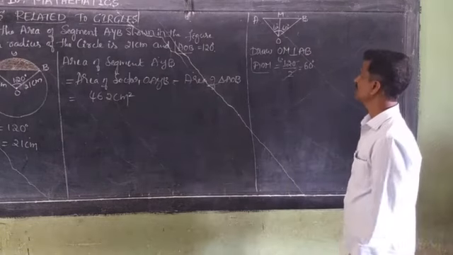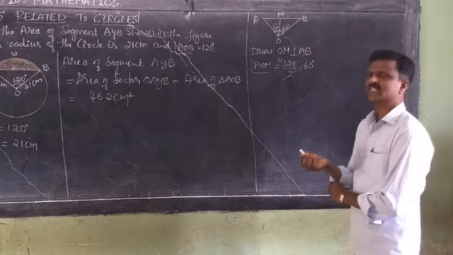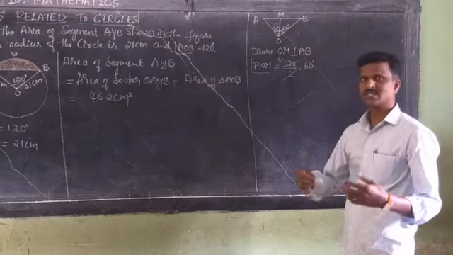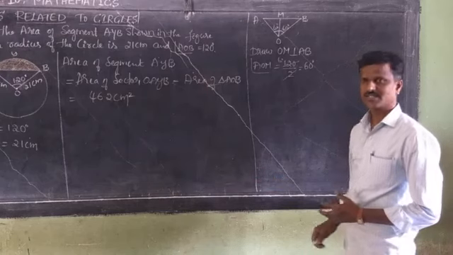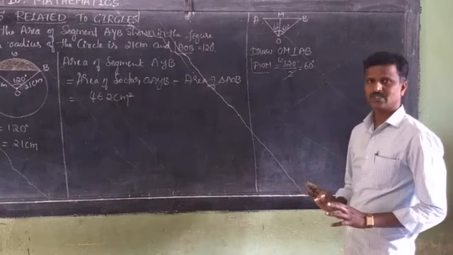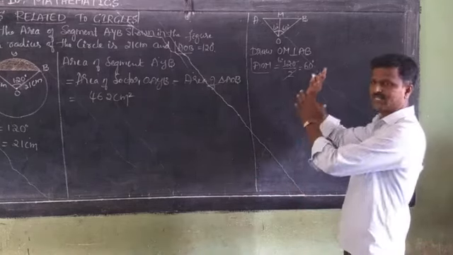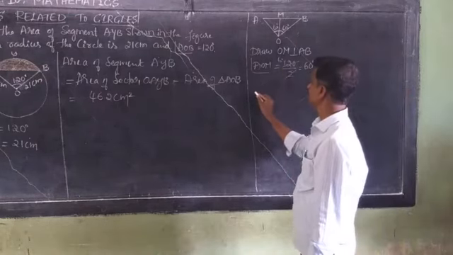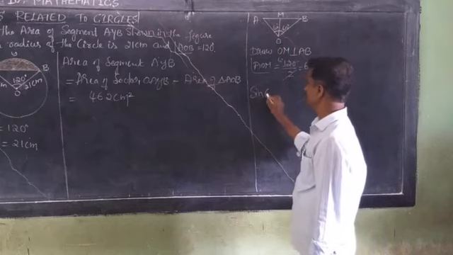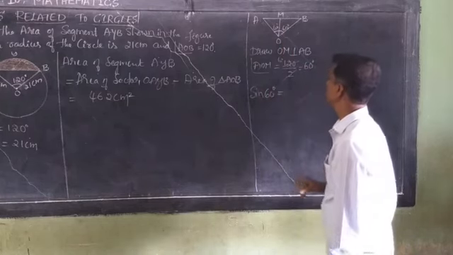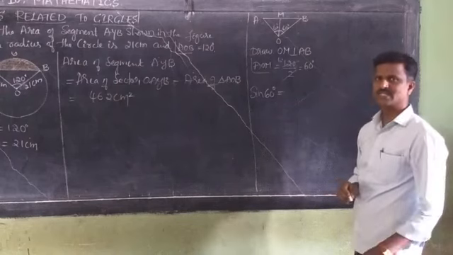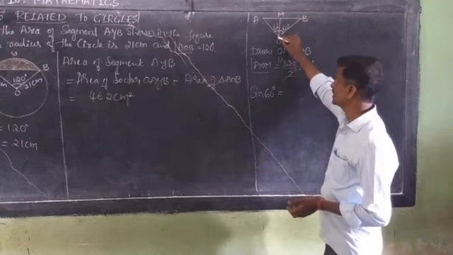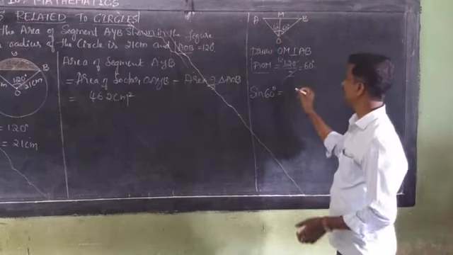Now you have to consider the trigonometric ratios. The trigonometric ratios are discussed in the later classes. You just have to use those trigonometric ratios to solve this problem. Here we have to consider sin 60. What is sin 60? Opposite side. Here O is the angle, and the opposite side is AM.